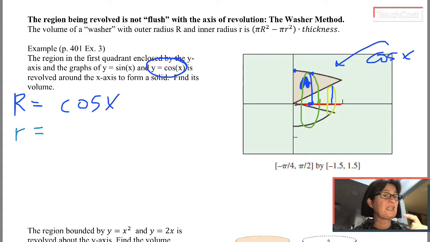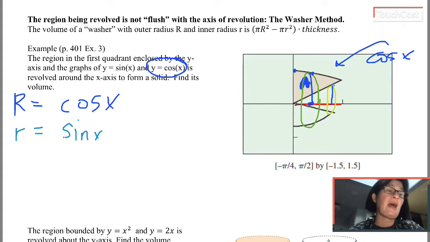Also a vertical line segment. To find its distance, I'm going to subtract top y minus bottom y. Well, the top y, the top of my line segment, bumped into sine of x. My bottom of my line segment bumped into the same x-axis, y equals 0. So here's my expression for capital R, my expression for little r.